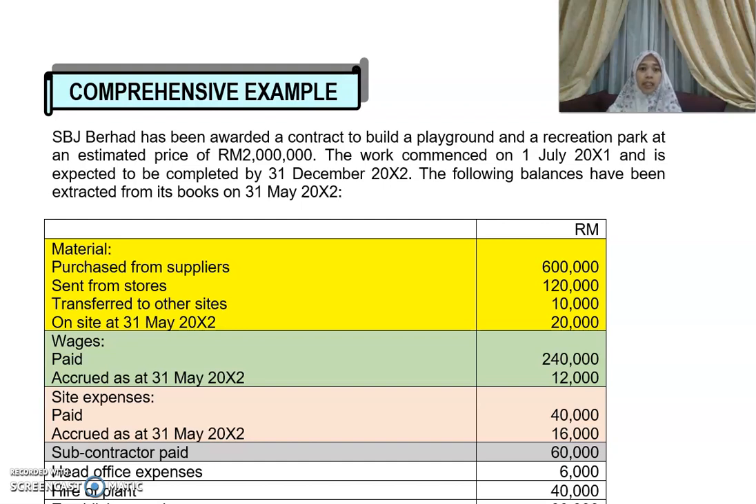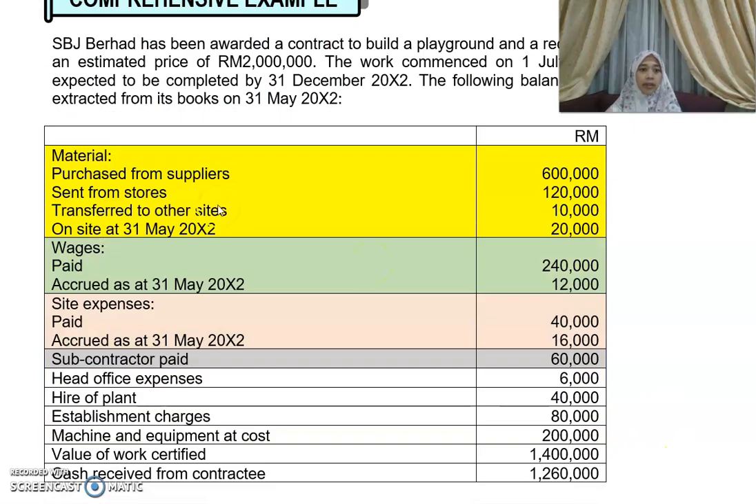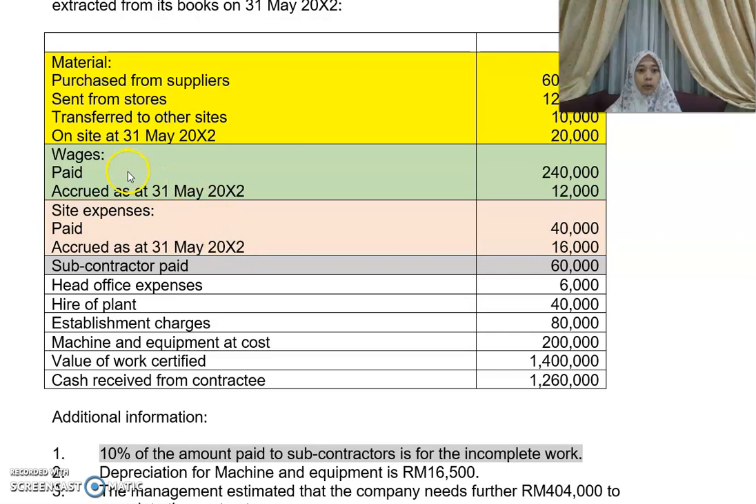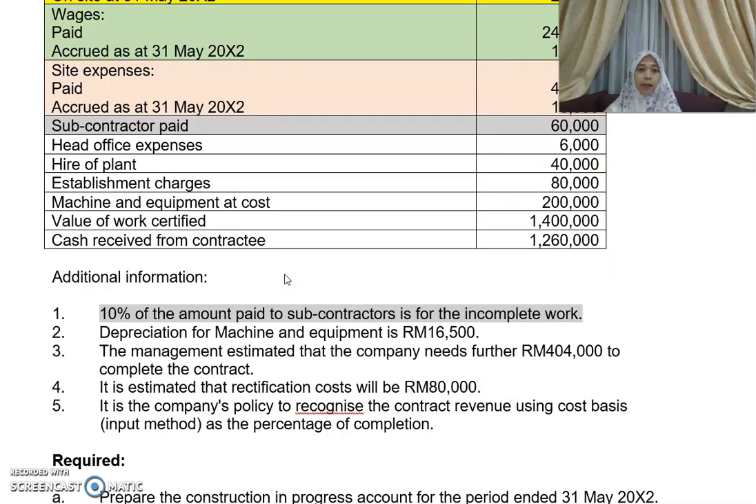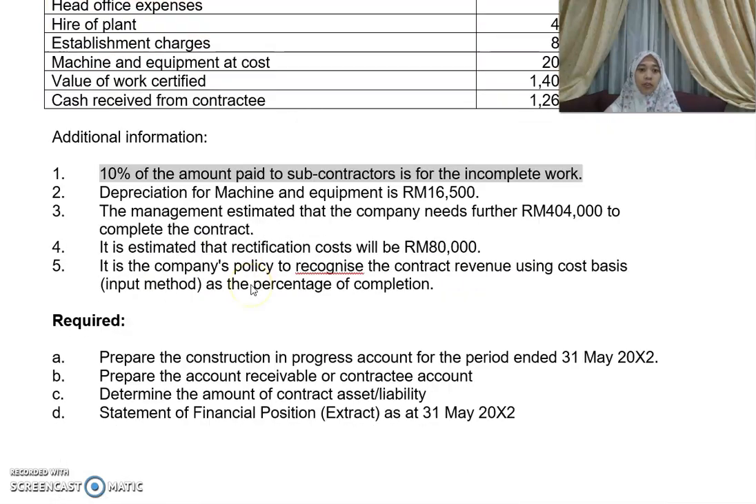The following balances have been extracted from his books on 31st May 20x2. Be alert with the date. Here you are being given the information about all the materials: material purchased from supplier, sent from store, transferred to other site, on site. Then you are given the information about the wages, site expenses, subcontracted pay, head office expenses, hire of plant, establishment charges, machine and equipment at cost, the value of work certified, and the cash received from contractee. On top of that, you are being given additional information.